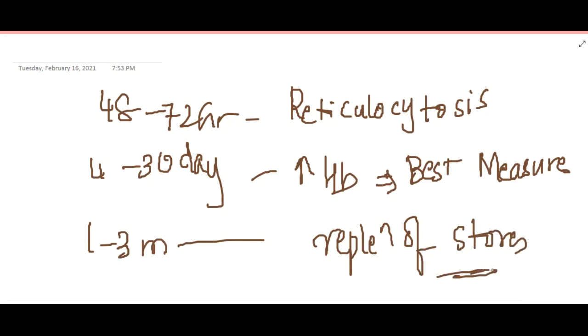So at 12 to 24 hours, there is decreased irritability and increased appetite. From 24 to 48 hours, there is erythroid hyperplasia. From 48 to 72 hours, there is reticulocytosis, which peaks at 5 to 7 days. And from 4 to 30 days, there is an increase in hemoglobin, which is the best measure. And at 1 to 3 months, you can see repletion of stores.